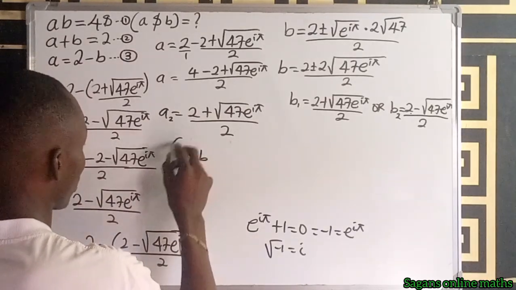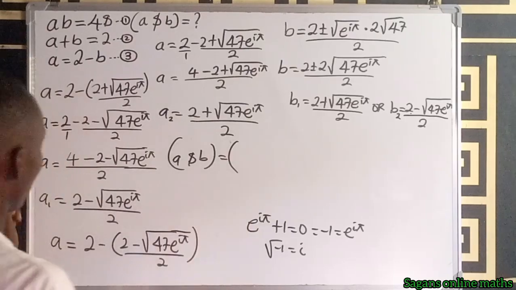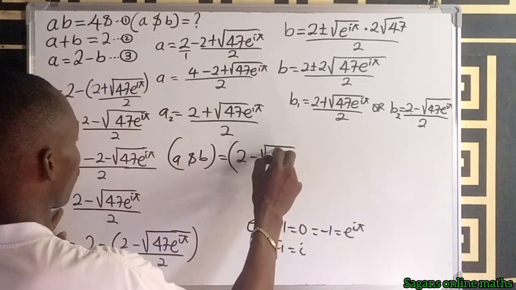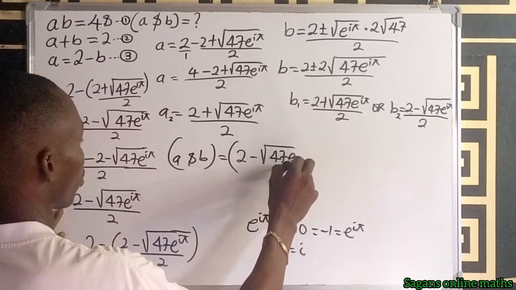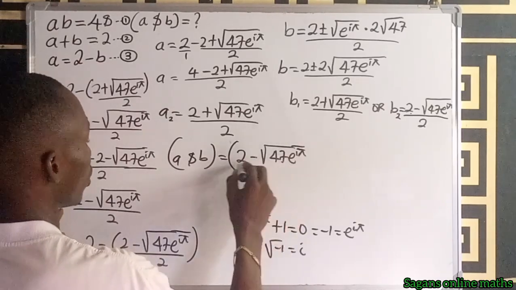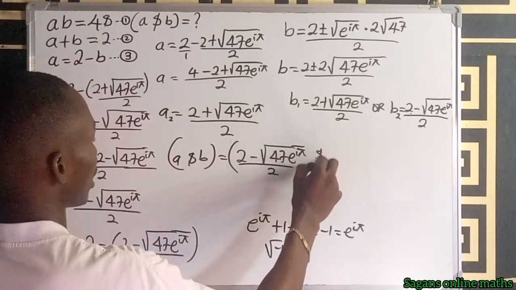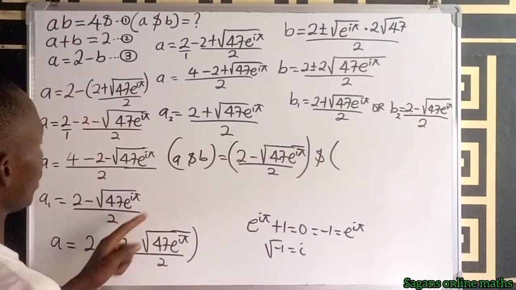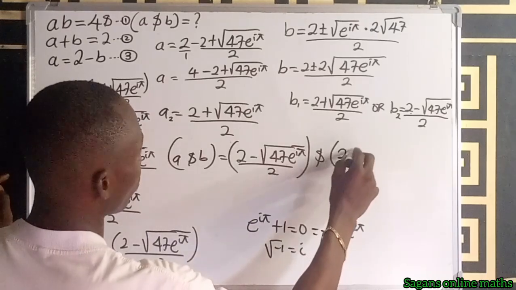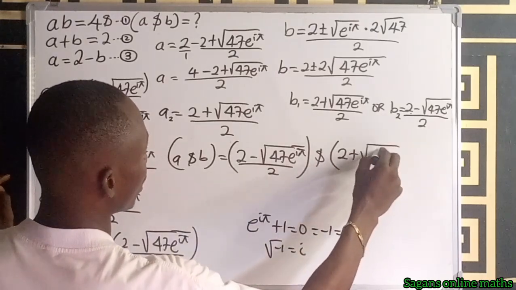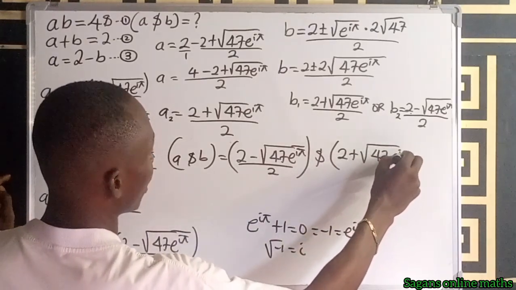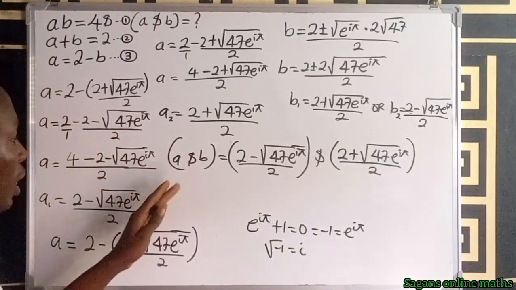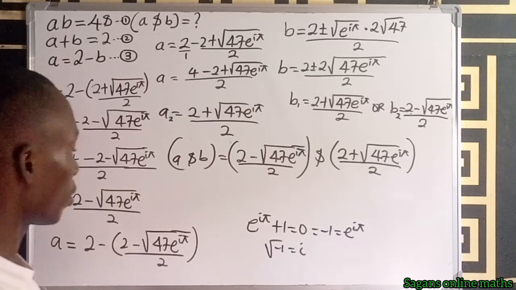So it means that our A and B is equal to, this is A1, so A is 2 minus root 47 multiplied by e to the power I pi, all divided by 2, and into B, which is 2 plus root 47 multiplied by e to the power I pi, all divided by 2. And this is the value of A and B to this particular problem.